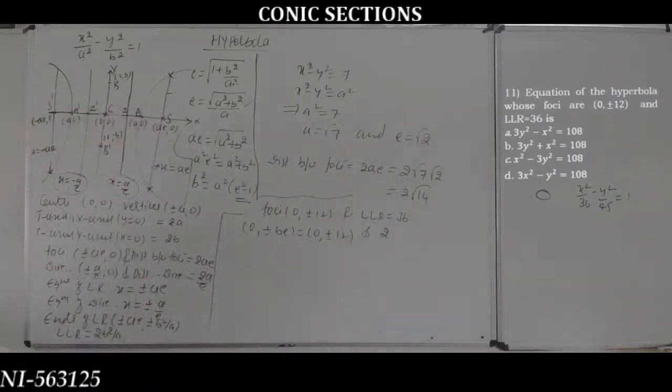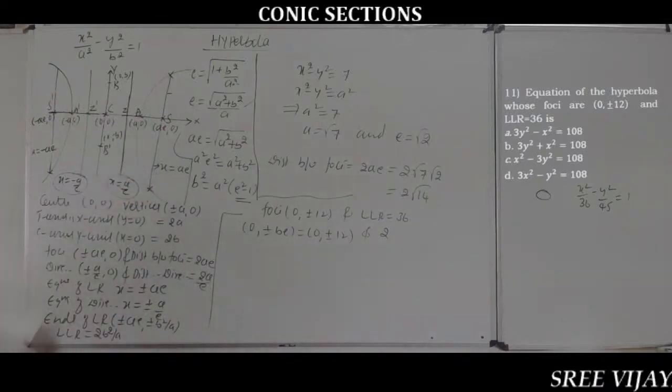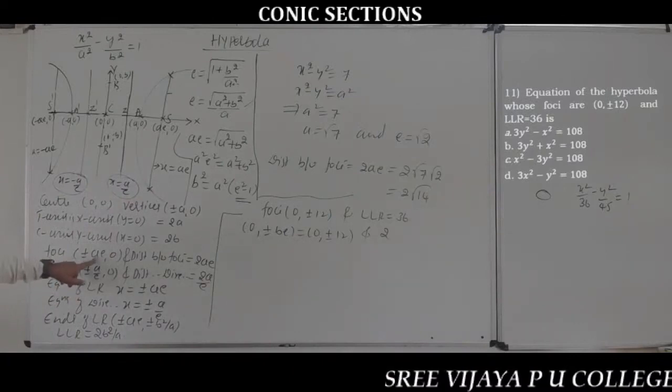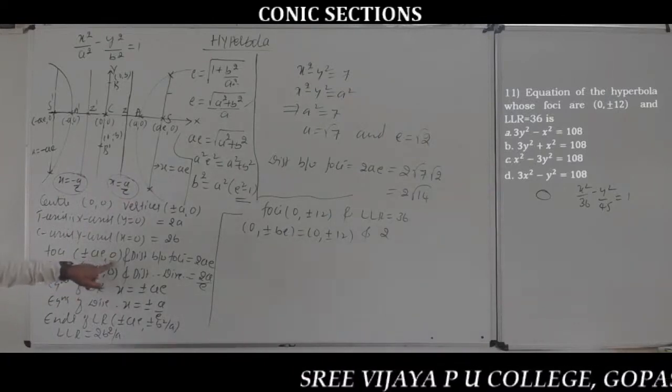Here for the standard form of equation of hyperbola, length of latus rectum is 2b square by a. Here we have to take 2a square by b. Here coordinates of foci for the standard form plus or minus ae, 0.